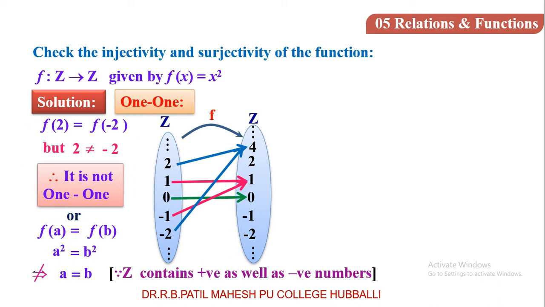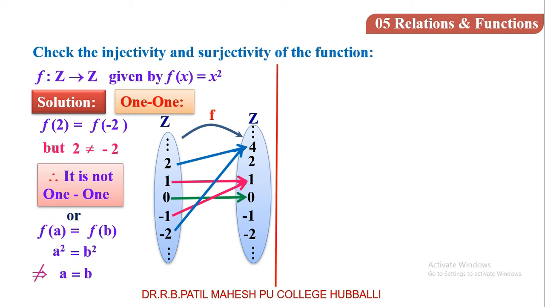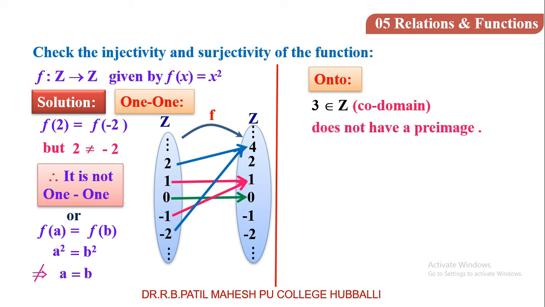Next, onto. 3 belongs to Z. Definitely 3 is an integer from the codomain, and it does not have a pre-image. Definitely 3 is not an image of any element from the domain. Therefore, the function is not onto.